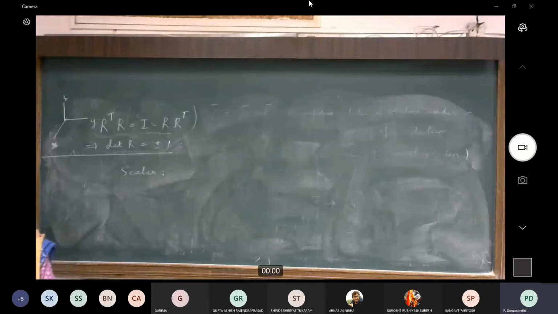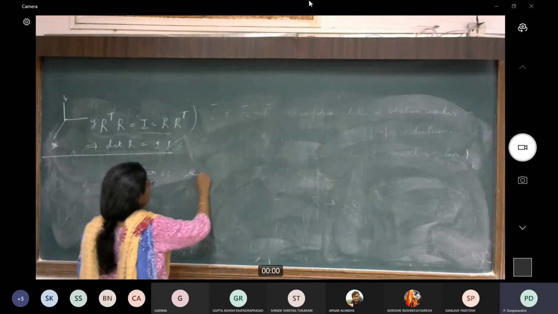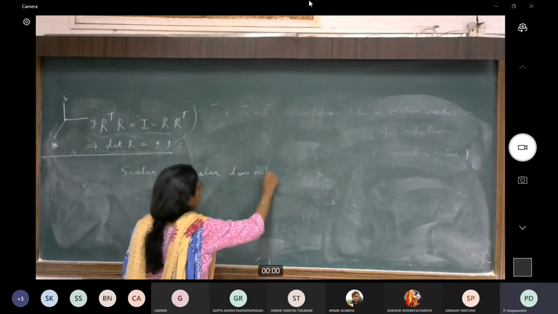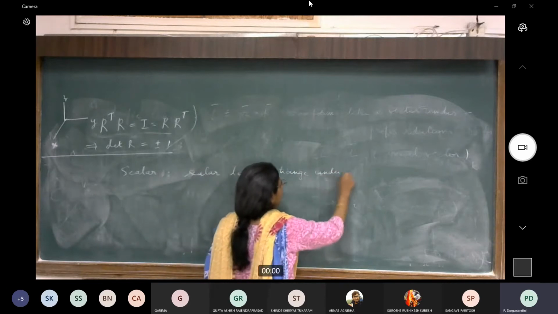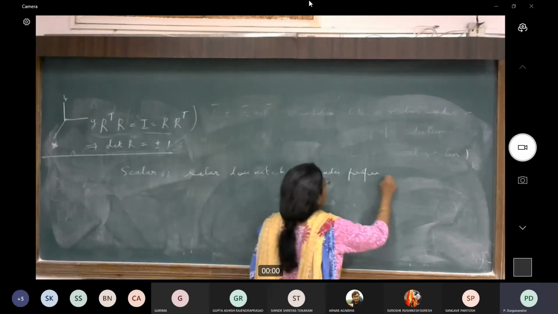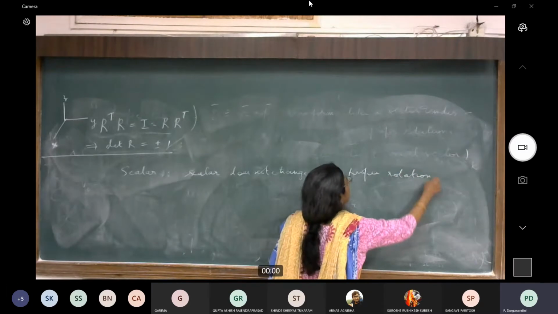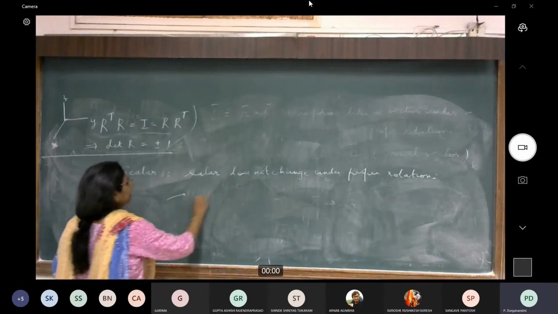What do you expect? You expect that it should not change sign, right? By definition, a scalar doesn't change. Sorry, a scalar doesn't change under rotation. It does not change under proper rotation. This is the normal way of thinking about a scalar. Now I can have two kinds of scalars.